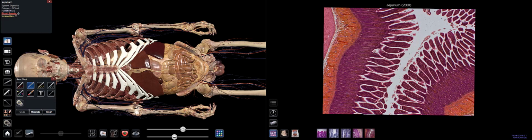Okay, we go back to the cadaver for a minute. You can see that his spleen is huge, and this guy died of leukemia, and so the spleen is involved in the immune response, and his is definitely enlarged. Okay, let's clear this out here. See if we can get the spleen highlighted.